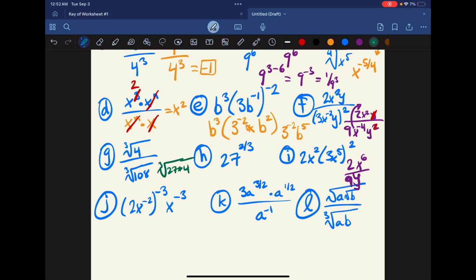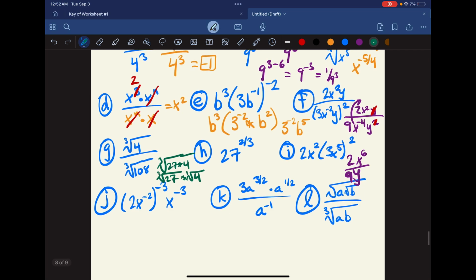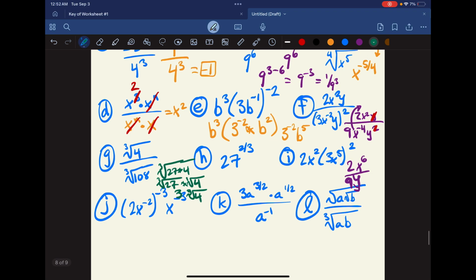And then you can take this 27 outside. You can split this up into the cube root of 27 times the cube root of 4. The cube root of 27 is 3, a perfect cube root. So now it's 3 times the cube root of 4 in the denominator. This cube root of 4 cancels out with this cube root of 4, so you're left with 1 divided by 3, so you get a third. I don't even know what this one is asking you to rewrite. Oh, never mind, I get it.